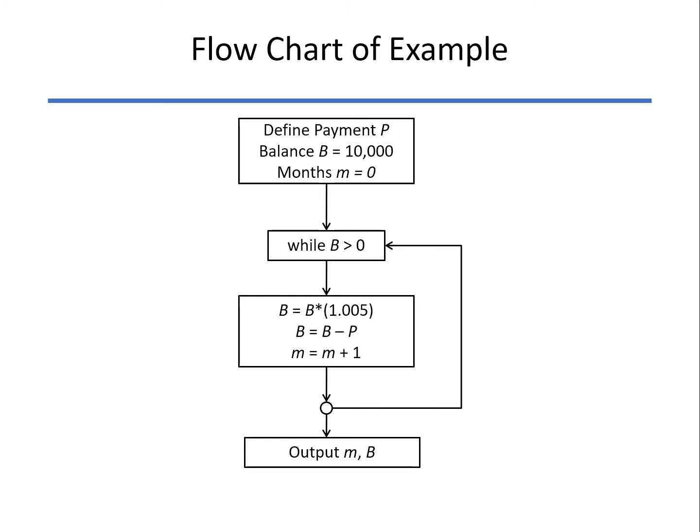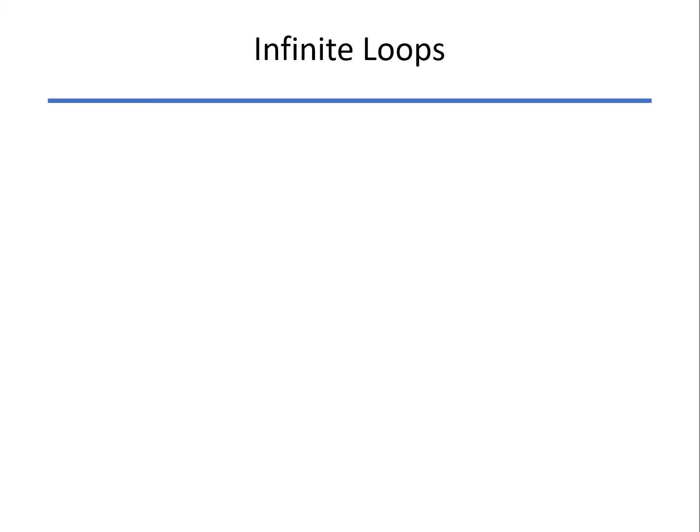Here's what the flow chart of that would look like. Again, define things up top, and don't worry about the specifics here, but the key is while the balance is greater than 0, you're going to keep doing the calculations. And finally, once that balance is 0 or less, then that part of the loop is terminated, and we go on to the output statements.